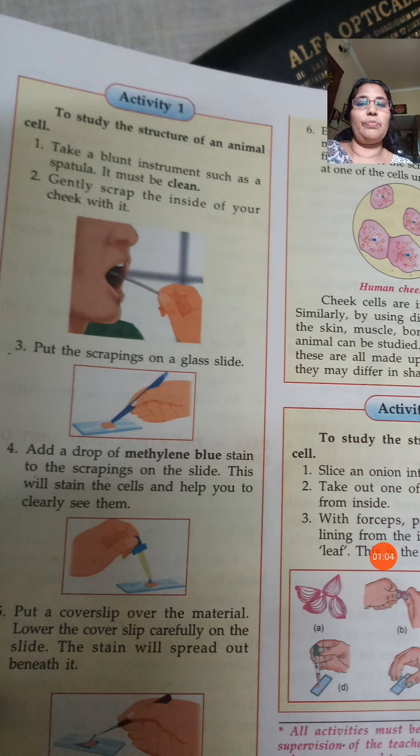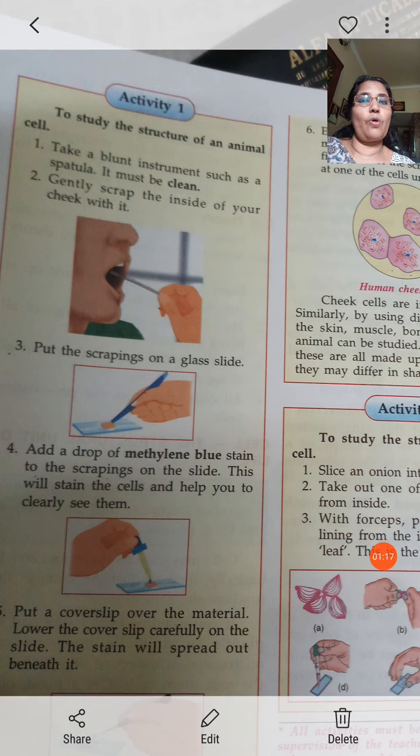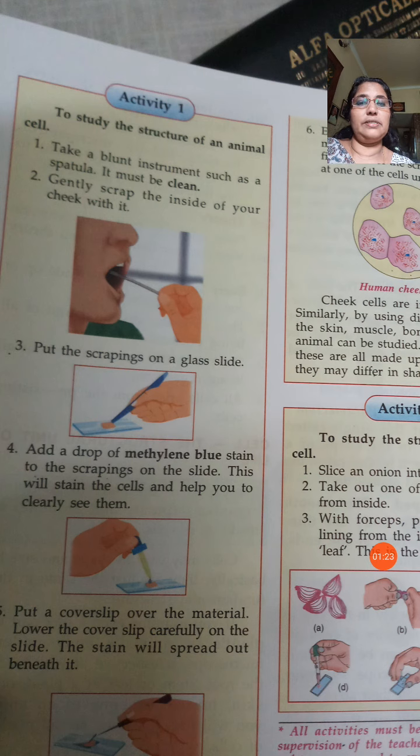Then the third step, put the scrapings on the glass slide. You can see a glass slide, and we cannot see the cells present at the tip of the spatula because it is too small. The cheek cells are very small, so we cannot see them with the naked eye. Imagine that it is present at the tip of the spatula. You can put that scraping on the glass slide.